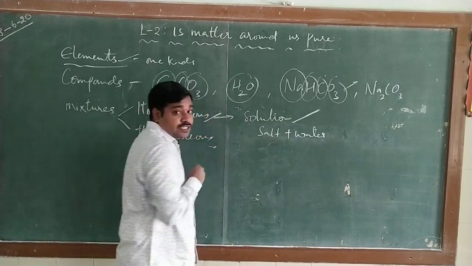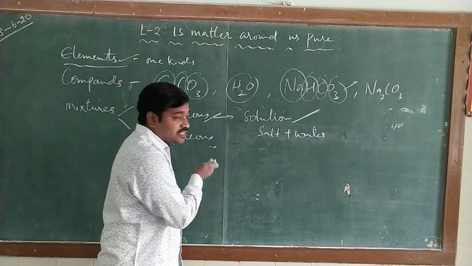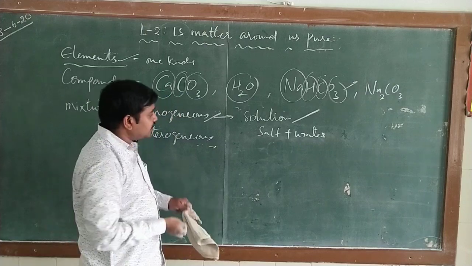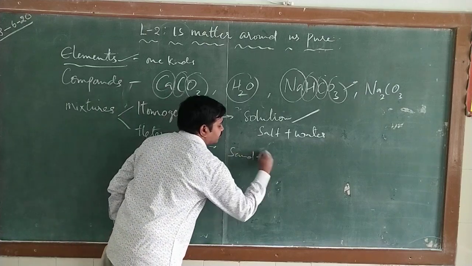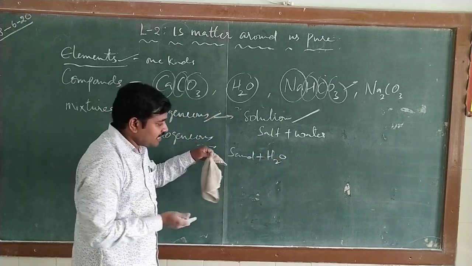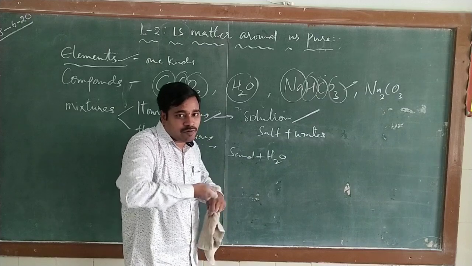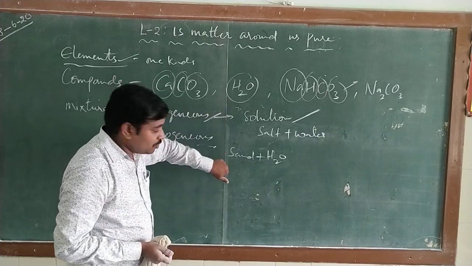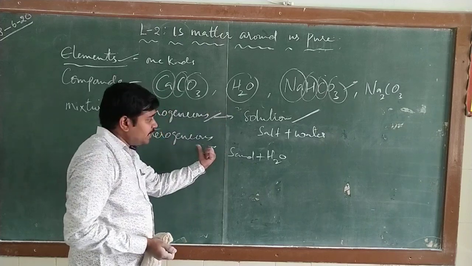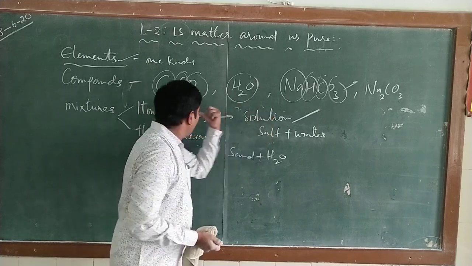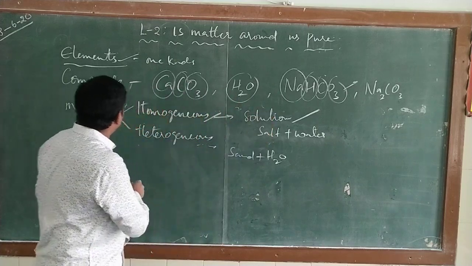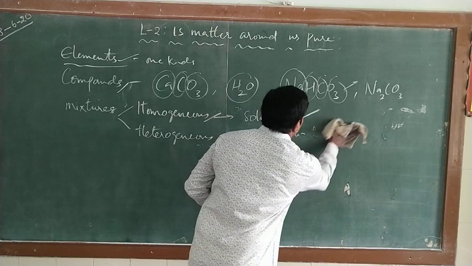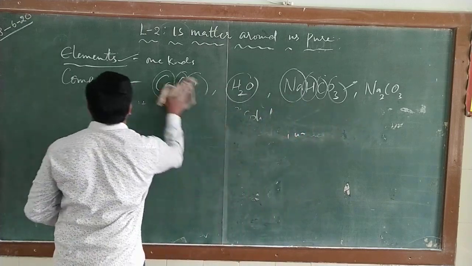And heterogeneous are those where the particles are not mixed uniformly, and in this we observe boundaries, as we already discussed. For example, if you mix sand and water, the sand settles and the water is on top of the sand, so we observe a boundary. If we observe a visible boundary between the substances, then it is called heterogeneous. If we do not observe any boundaries, then we call it homogeneous. Today we are going to learn some properties, how we can differentiate between mixtures and compounds.